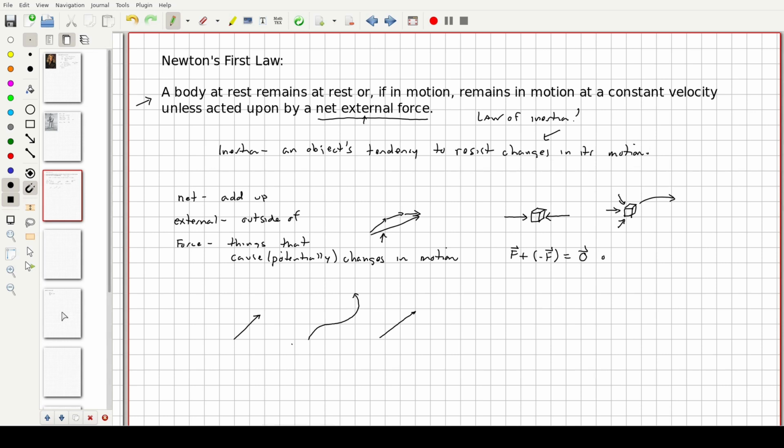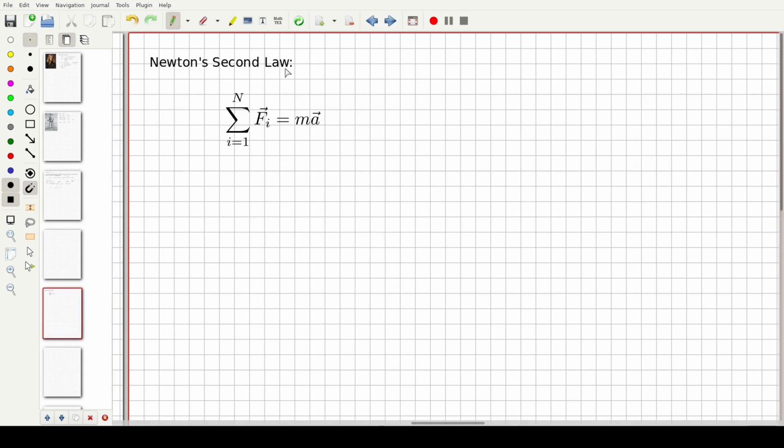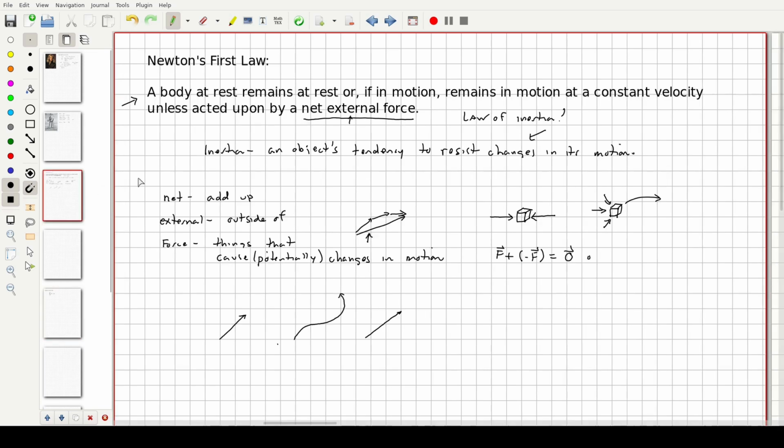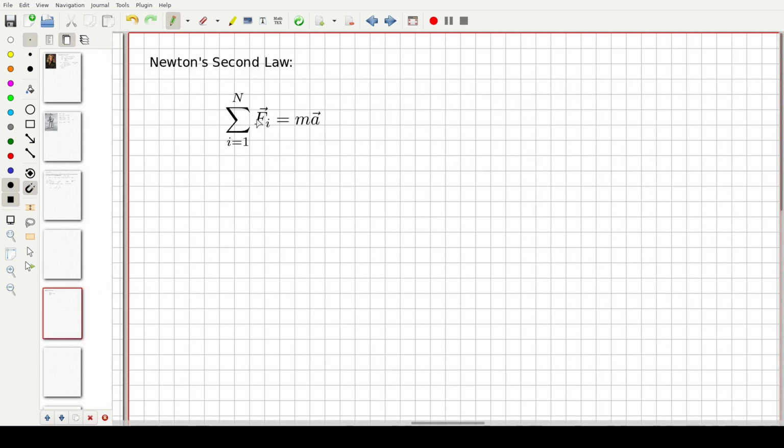Now, let's talk about Newton's second law. Newton's second law here is a math law, okay? So the first law tells you the conditions under which objects experience changes in their motion. There have to be net external forces. The second law tells you how those forces actually relate to the change in motion.